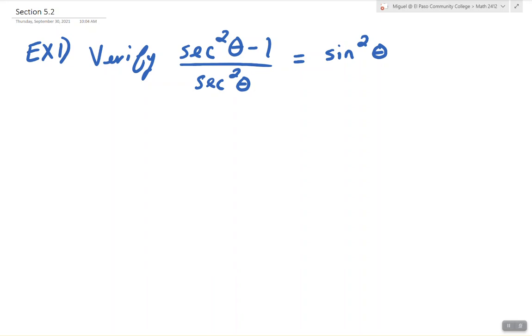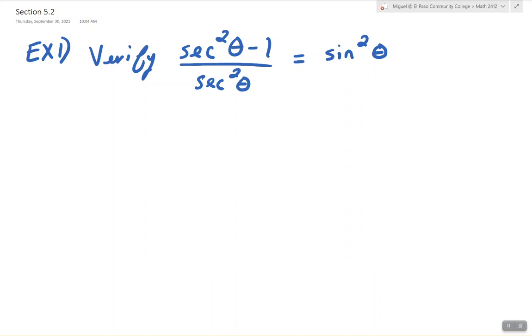Basically, what you have to do is pick one side to work on. Most of the time this will work. Usually you want to pick the more complicated side to work on, and then make it look like the other side. For the most part, we're only going to touch one side and then make it look like the other side. In this case, the left side looks much more complicated than the right side, so it'll be easier to do stuff to it. We're going to try to make it look like the right side. That way we can know that both sides are actually equal to sine squared, that they are the same thing.